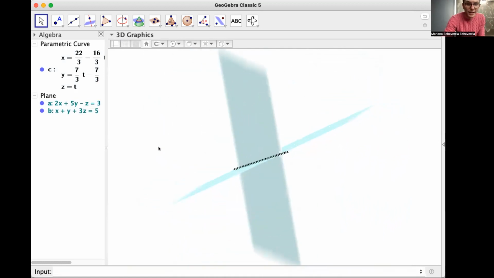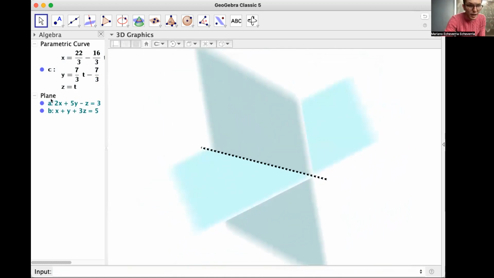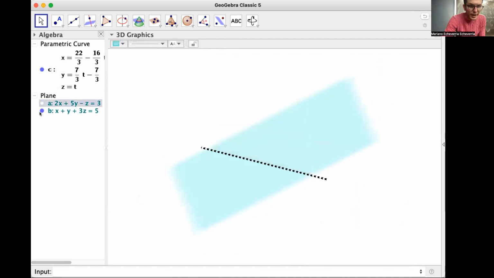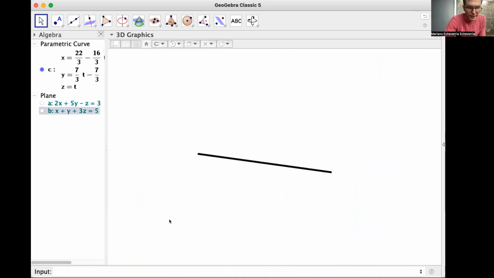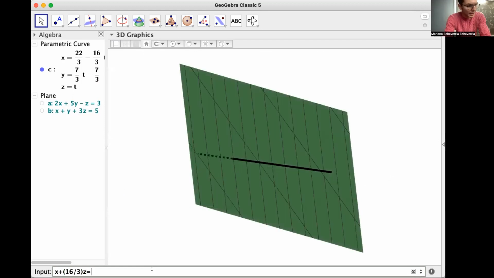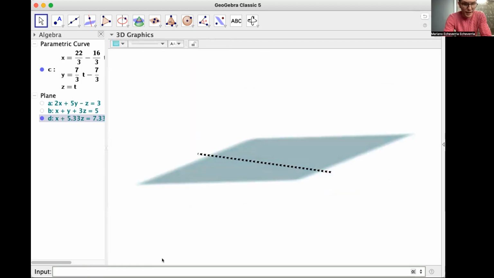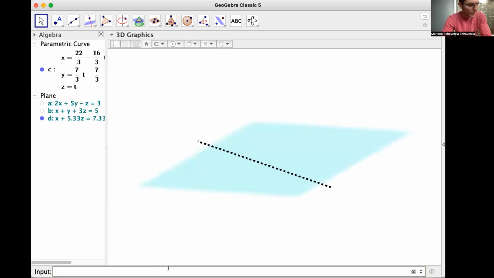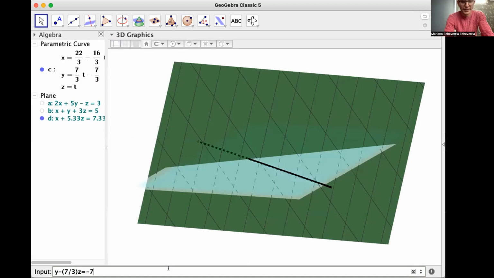Okay, and now the idea is that if you can keep this line as shown here. Let me hide the planes. So there's a line there. And I now enter the equations that we got at the end, right? So what were the equations we got here at the end? It was x plus 16/3 z equals 22/3, and y minus 7/3 z equals minus 7/3.